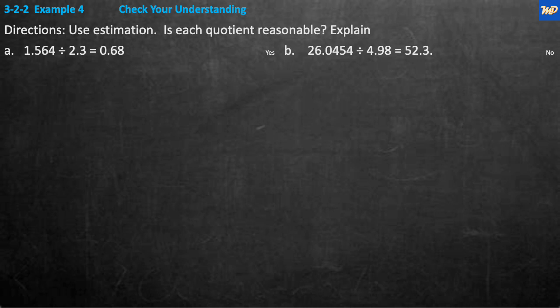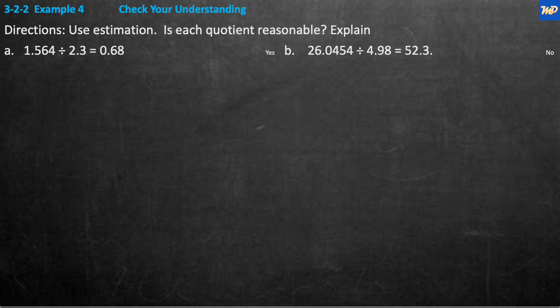Okay, example 4, check your understanding. Directions: use estimation. Is each quotient reasonable? Explain. So they're giving you a division problem here. Like in A, they're saying 1.564 divided by 2.3 is equal to 0.68. They want to know, is 0.68 a reasonable answer? I don't know if it's correct or not, but they're asking, is it reasonable? If that's the answer you came up with, is it reasonable? So you're going to use estimation, and if you're near the answer, the chances are yes. If not, no. So go ahead and try it on your own. Come back, and when you're done, we'll do them together.